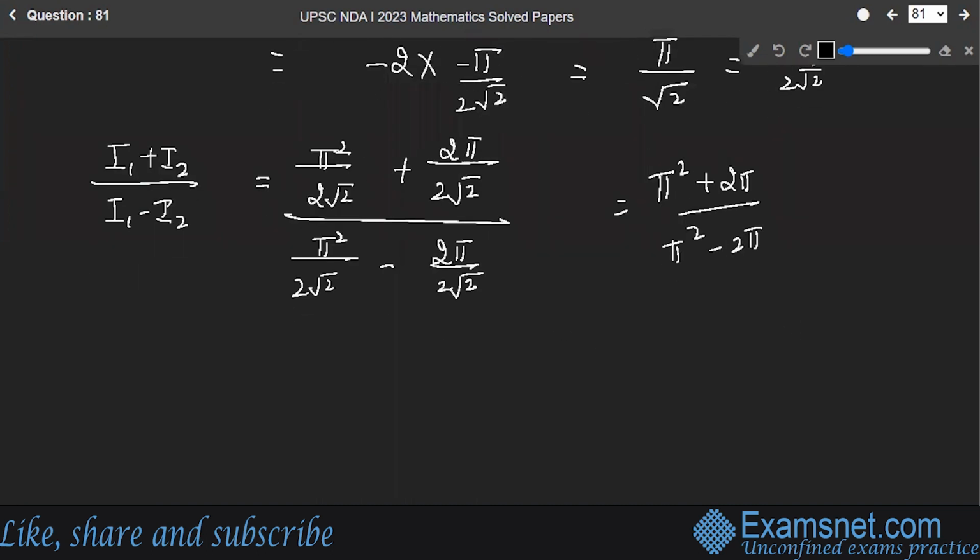Let's cancel out pi from the numerator and the denominator. So pi plus 2, pi minus 2, right? Pi plus 2, pi minus 2. This is the correct answer. Let's see.